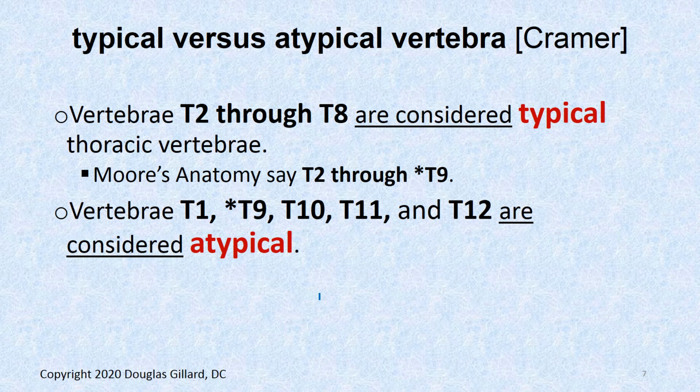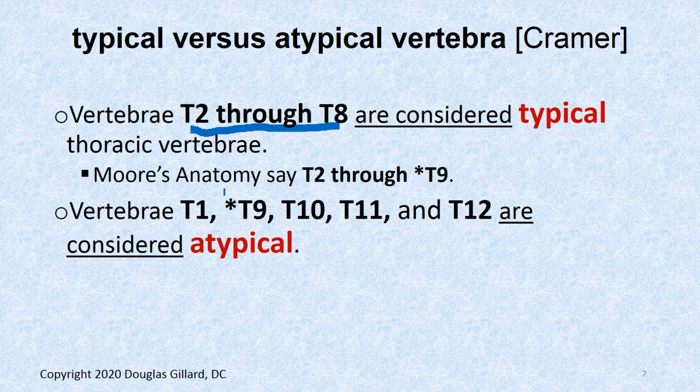Typical versus atypical. The normal run-of-the-mill vertebrae, T2 through T8. Those are typical. There are some oddballs. Wait till we get to the cervical spine. We talk about some really crazy vertebrae, C1 and C2. But T1, T9 sometimes, it's hit or miss. But we'll say for our testing purposes, we'll say T1, T9, T10, T11, T12.